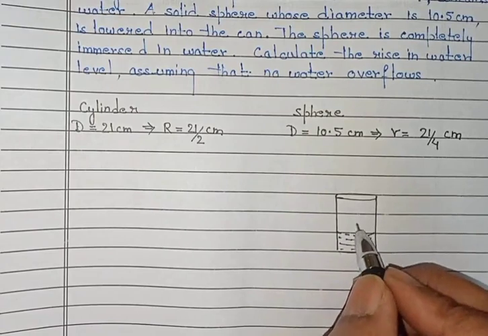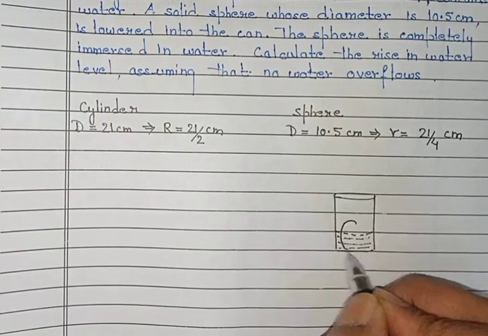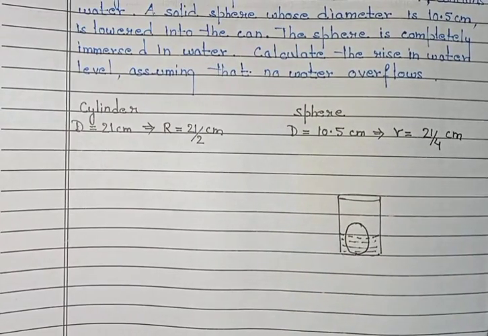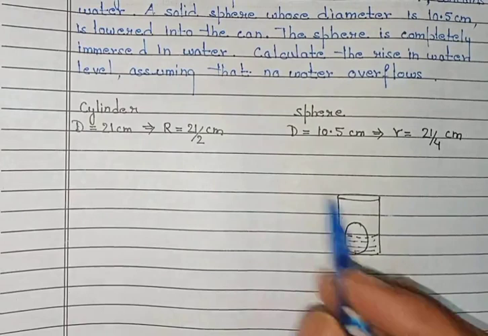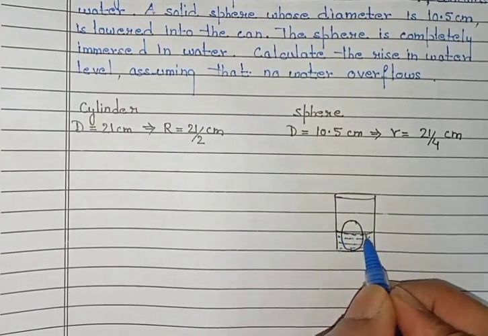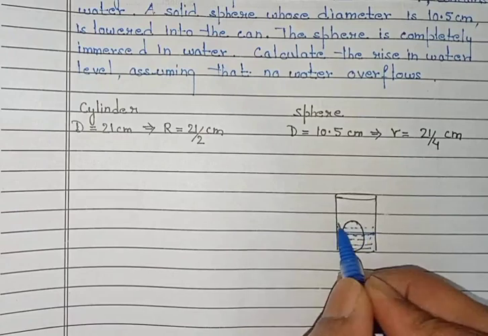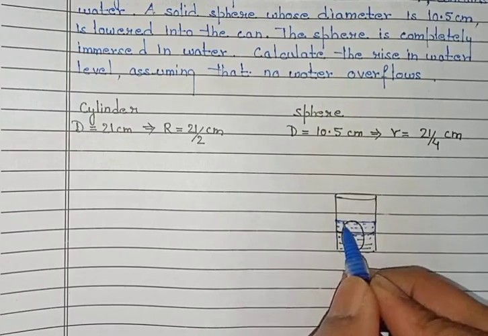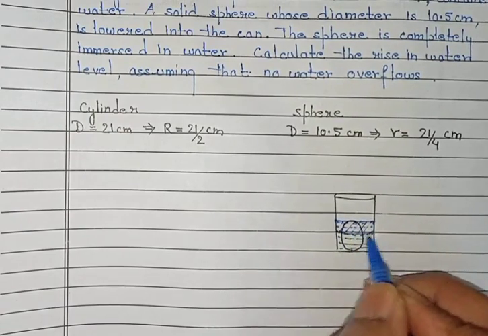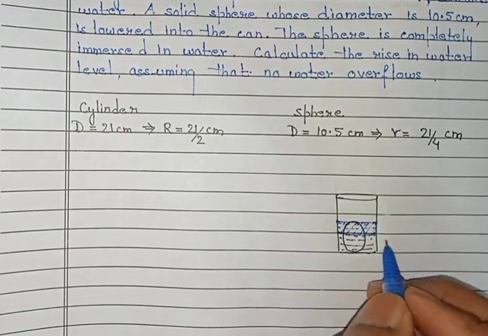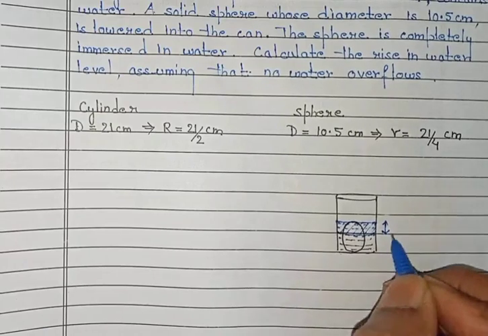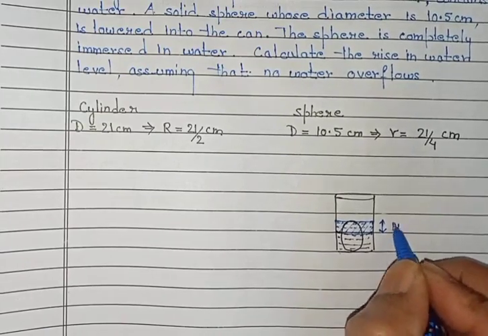Now when we immerse a sphere in this container, what we will notice is that the level of the water will rise in the container. So here this was the initial level, and now let the water level rise. So this is the rise in the water level, this much. The sphere is completely immersed. The question says you have to find this rise in water level. So let this rise in water level be h.